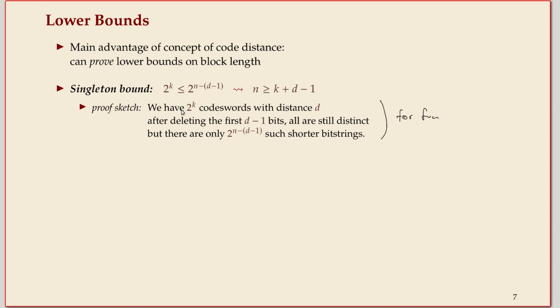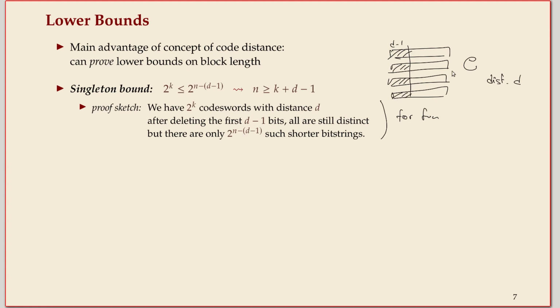The argument is, if you have 2 to the k code words with distance d, that's the assumption. Now let's try to prove something about their length, about their number of bits. Suppose you delete the first d minus 1 bits of each code word. So here are your code words. You write down all your code words. That's curly C, and they have distance d. Now you take the first d minus 1 bits and you just remove them.